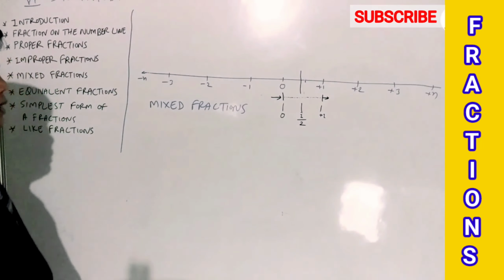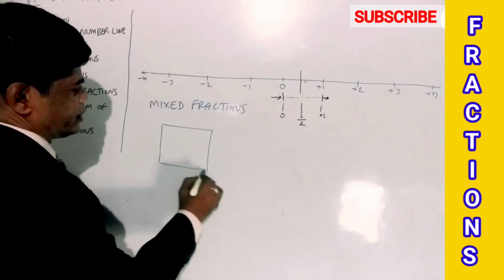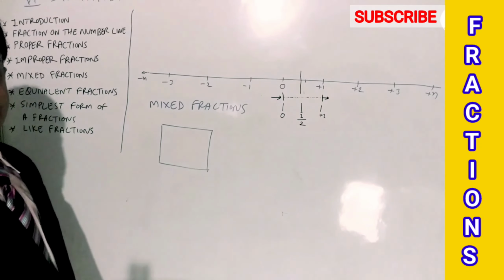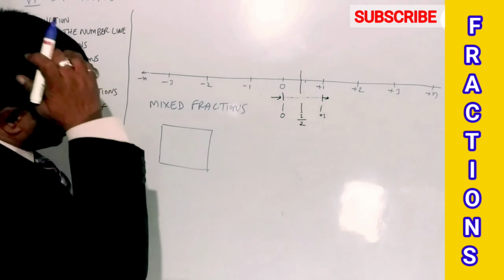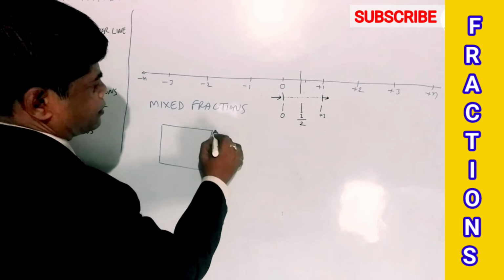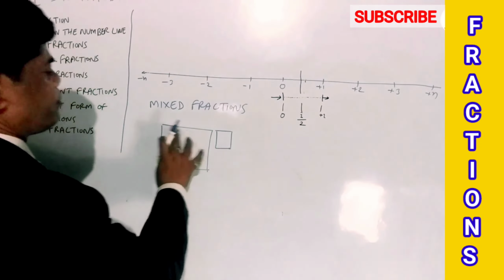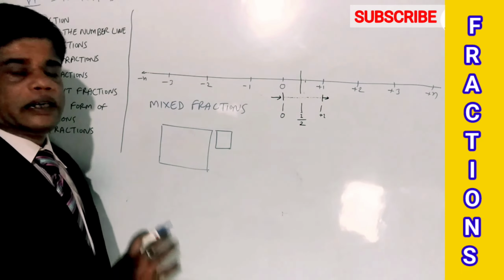Here in mixed fractions, a whole number will be there. In this whole number, we have to add one more part. I am writing here: this is one part and this is one part. Together we have to consider them.